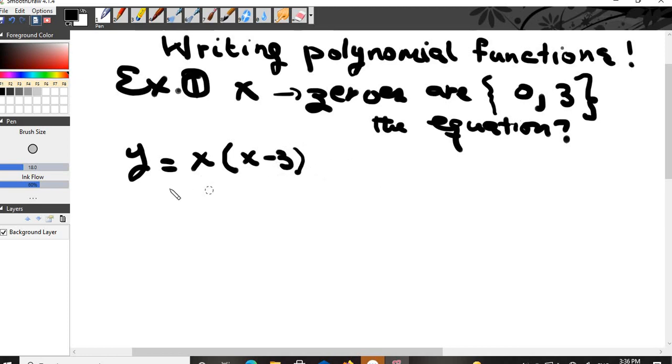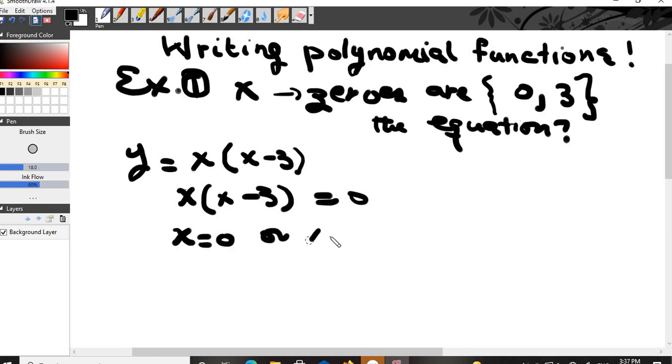So let's verify if this one is true. x times x minus 3 equals 0. So when the whole thing becomes 0, x must be 0, or x minus 3 equals 0. Therefore x is going to be 3, because we move 3 to the right-hand side, or we add 3 to both sides. That's why x is 3.